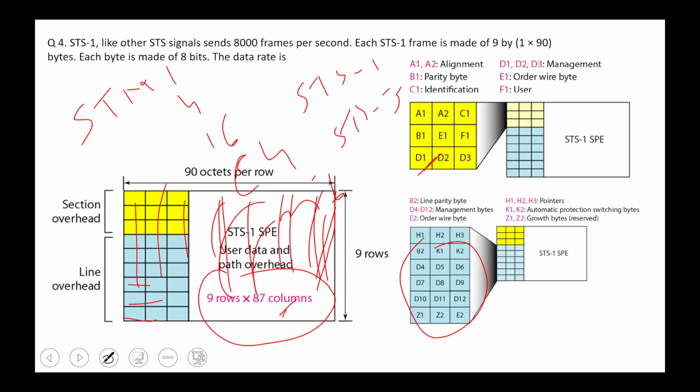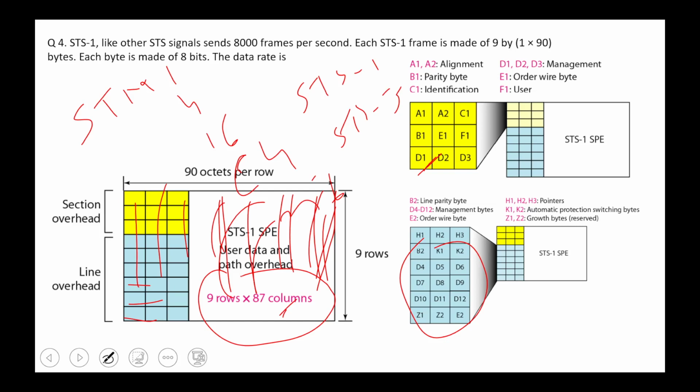So there will be a data parity bit for that data, 0 and 1, and the connected line also has some parity bit of the line. D4 and D12 will again do the management of that byte of data. E2 is again order-wise by byte; in the section order and the line order we again have to order that data, so it will be managed in E2.